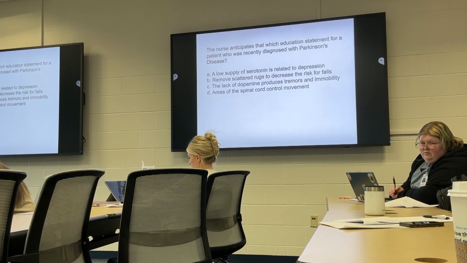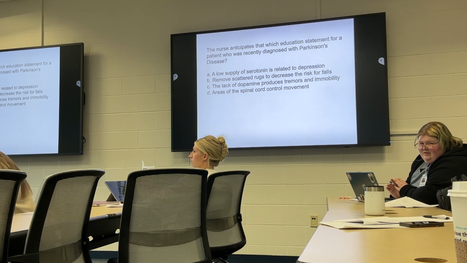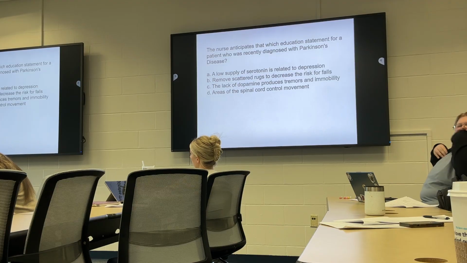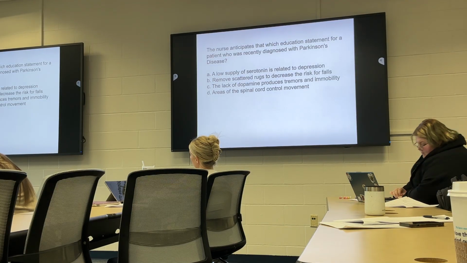But we're looking at the diagnosis. So throw out B, because that could be someone that's coming home with a hip fracture. Letter D could be our little old lady that has dementia that's now going home. Letter C, because her kids don't want to go to a nursing home. Oh, the lack of dopamine produces tremors and immobility, which is directly related to the diagnosis of Parkinson's. And then areas of the spinal cord control movement. That's correct too, but it doesn't have anything to do with the question.